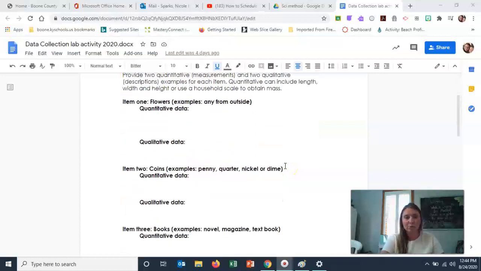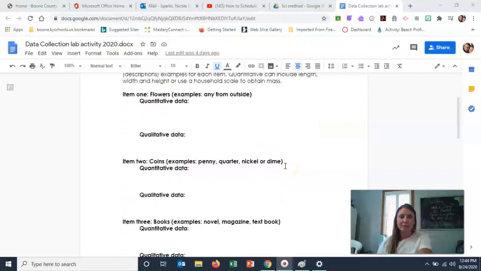So let me go through. The couple of items that it's going to ask you to find is a flower. You don't have to go pick this flower; mine's already wilting. I just cut it a second ago. Then a coin of some sort. You can pick whatever you want. I've picked up a quarter here.